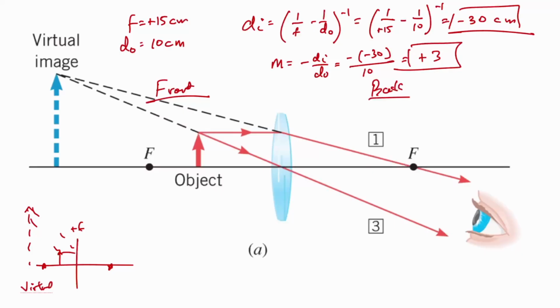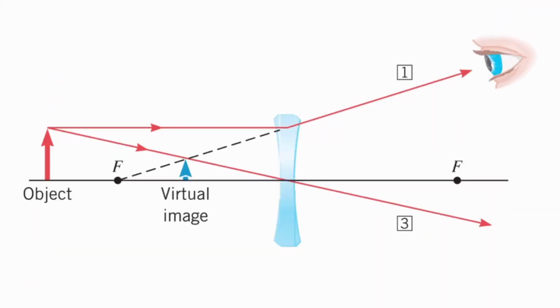So that was the second of the 3 cases you can have with lenses. Again, just to review, with a converging lens, we can have an object outside the focal length, in which case you're going to get a real image. You can have an object inside the focal length, in which case you're going to get a virtual image. And the third case is the diverging lens. A diverging lens will only form virtual images.